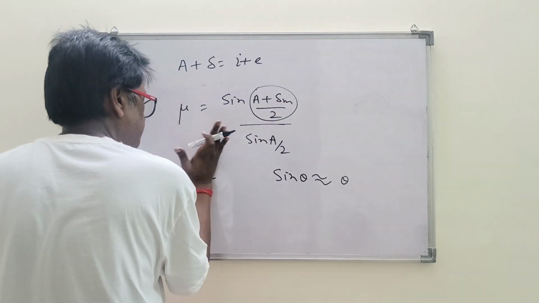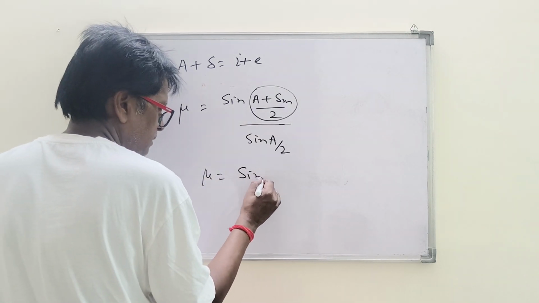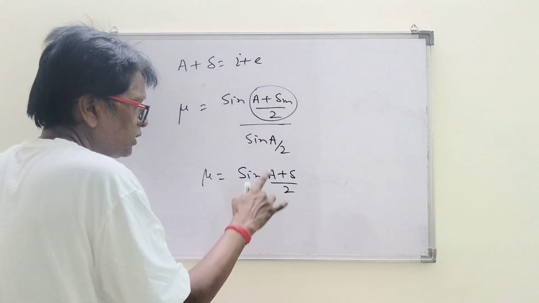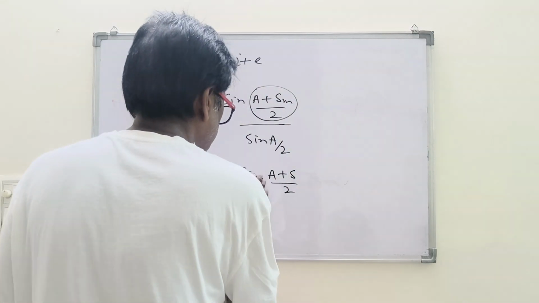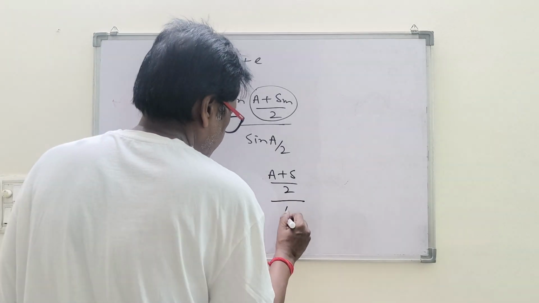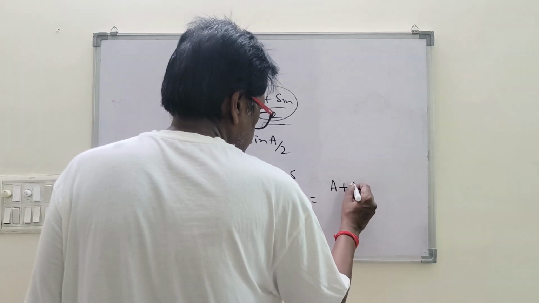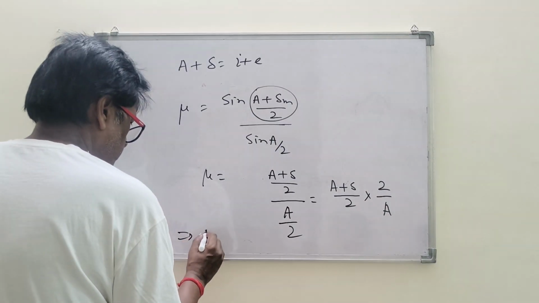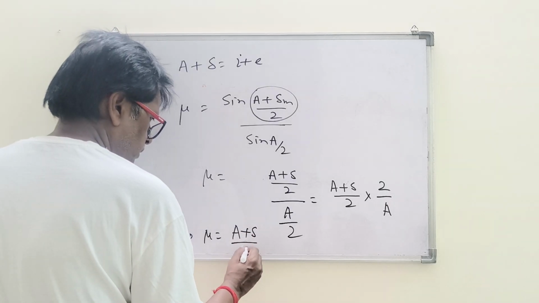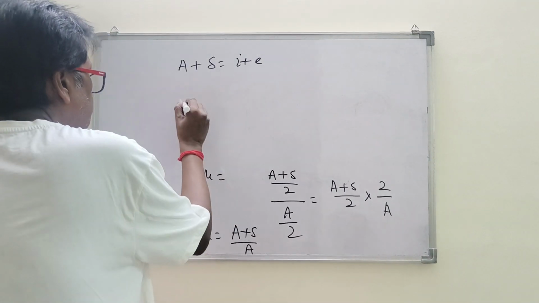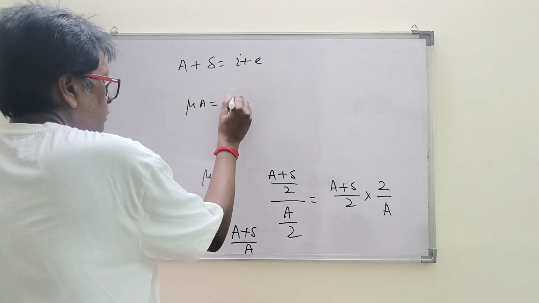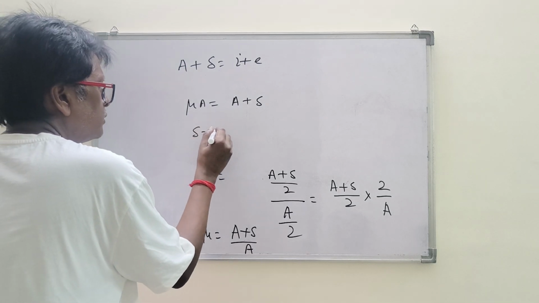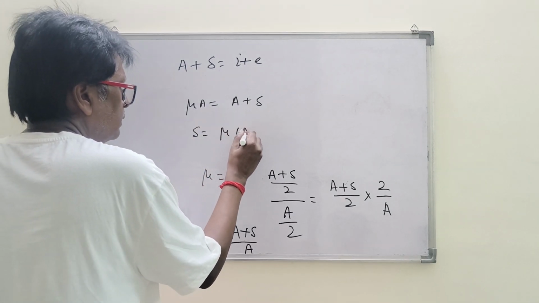So we will write here mu equals sine of (A plus delta) by 2. We will not again write delta m here because this is a special case. So we write sine of (A plus delta) by 2 divided by A by 2, and this will be equal to (A plus delta) by 2 into 2 by A. The 2 is cancelled. This implies mu equals (A plus delta) upon A. I am writing here mu A equals A plus delta, or delta equals (mu minus 1) A.